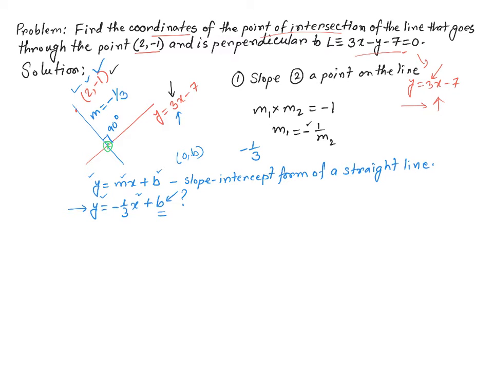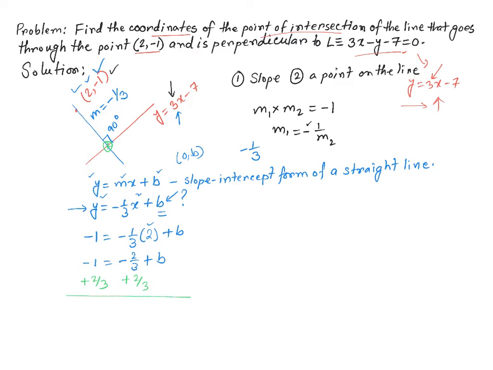So my y is -1, which is equal to -1/3 times x, where x is 2, plus b. Now -1 is equal to -1/3 times 2, which is -2/3, plus b. Now let me add 2/3 to both sides.